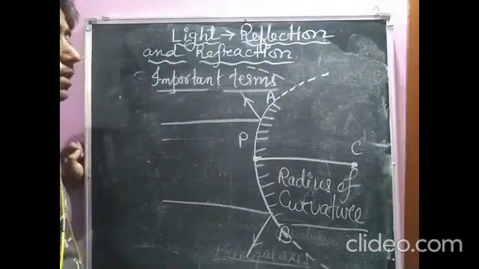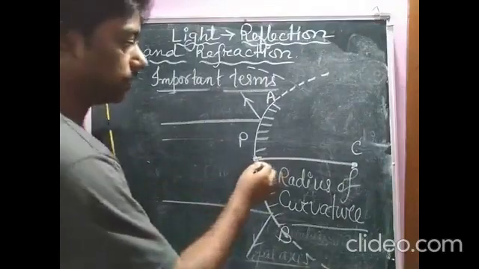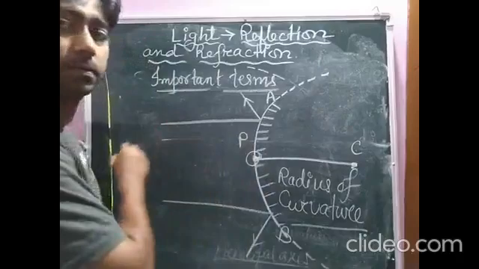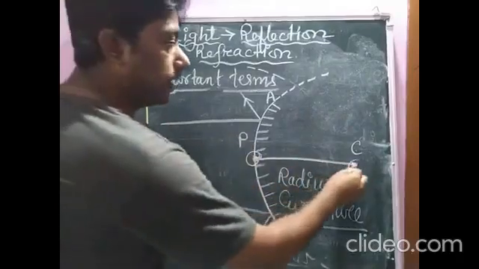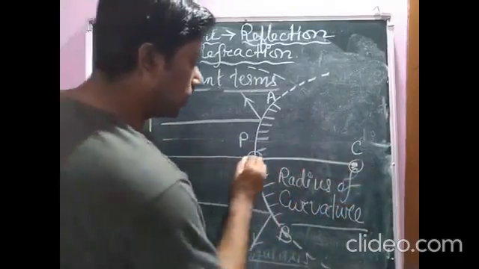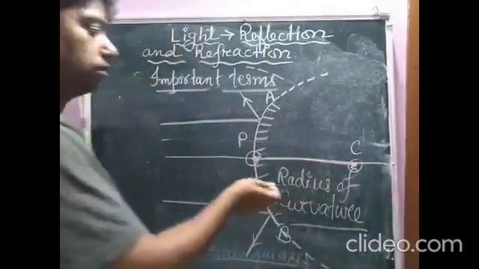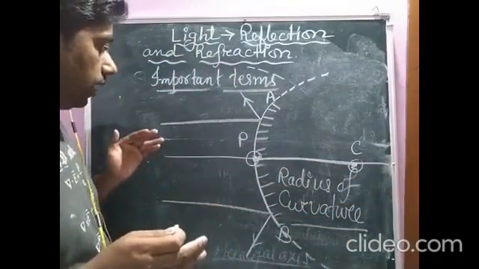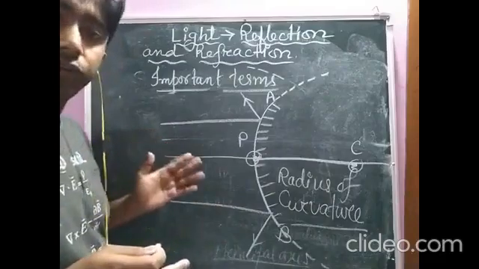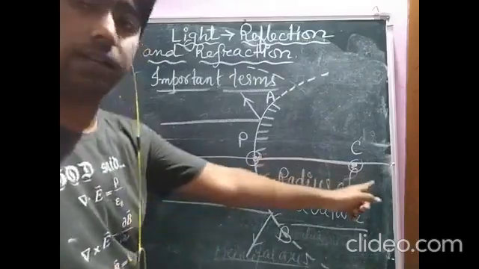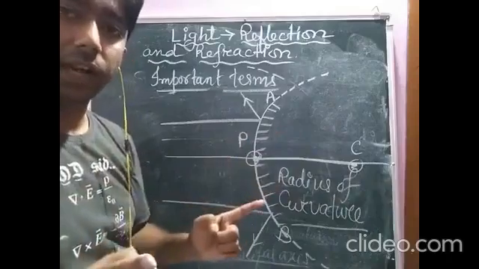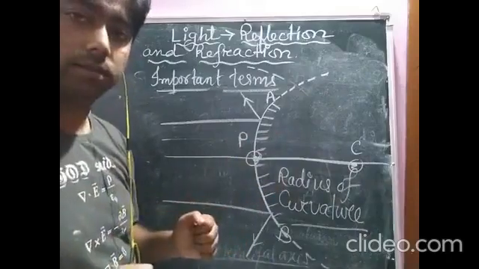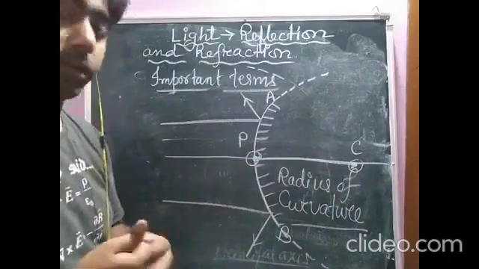Okay, what is left? Principal axis. According to the definition, principal axis is the straight line passing through the pole and the center of curvature. So imagine a straight line like this. You have to imagine a lot. A straight line that is drawn passing through the pole and the center of curvature is known as principal axis for this particular mirror.